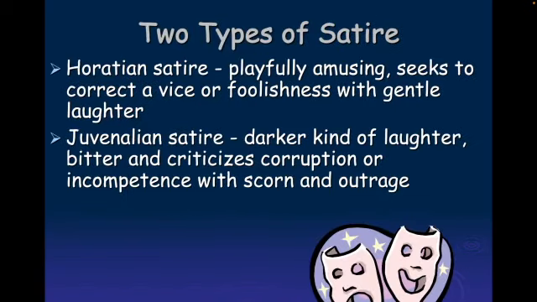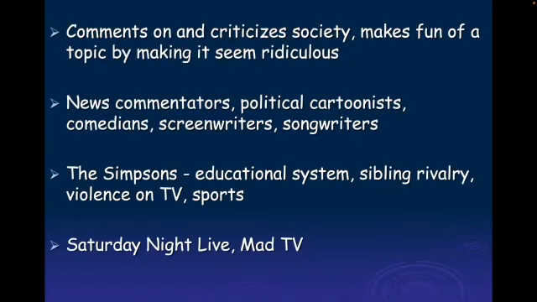Now, there are two types of satire. One is known as the Horatian satire, that playfully amuses and seeks to correct a vice or a foolishness with a gentle laughter. But you also have the Juvenalian satire, which is a darker kind of laughter. It happens to be quite bitter and criticizes corruption or incompetence with scorn and outrage. This kind of satire also comments on and criticizes society. It also makes fun of a topic by making it seem ridiculous.